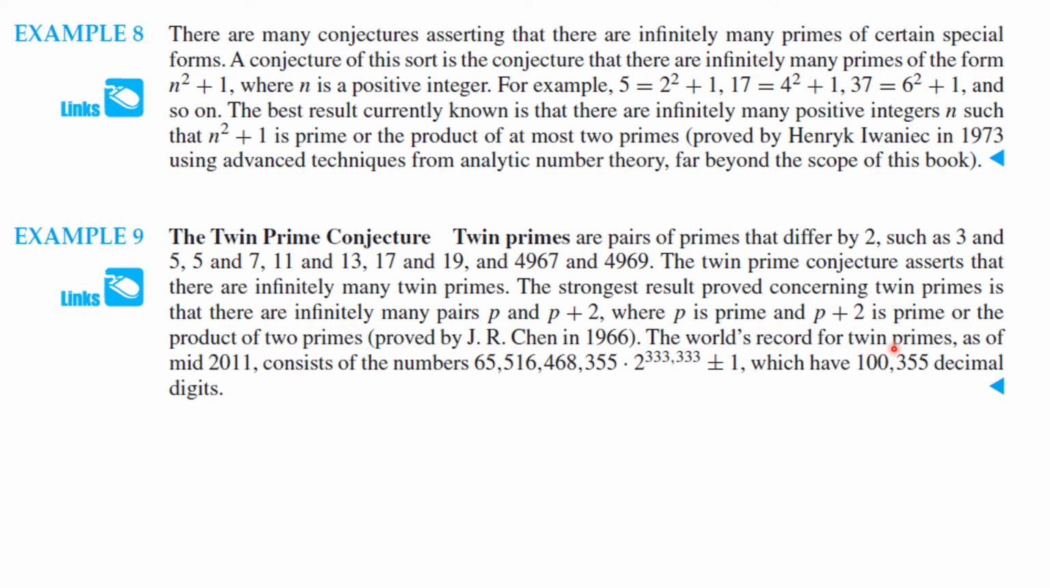And the world record for twin primes, as of the writing of this book, is this number times 2^333,333 plus or minus 1. And this has 100,355 decimal digits. So this is the kind of thing people study in number theory, and they're dealing with large primes. And we're going to see that large primes are very important in encryption.